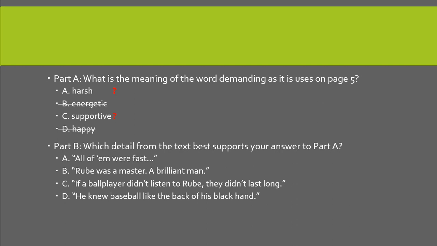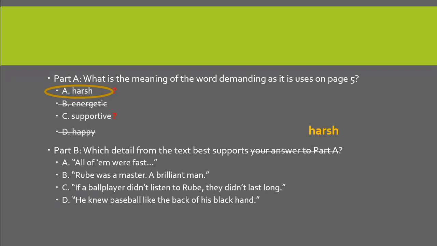Now, thinking back to what they said about how hard he was on the players, I think the answer is A, harsh. And now I'm going to start answering my Part B question, which says, which detail from the text best supports your answer to Part A? Before I even start to answer this question, I am always going to cross out the part that says your answer to Part A and write my answer right above that. See how I did it here.